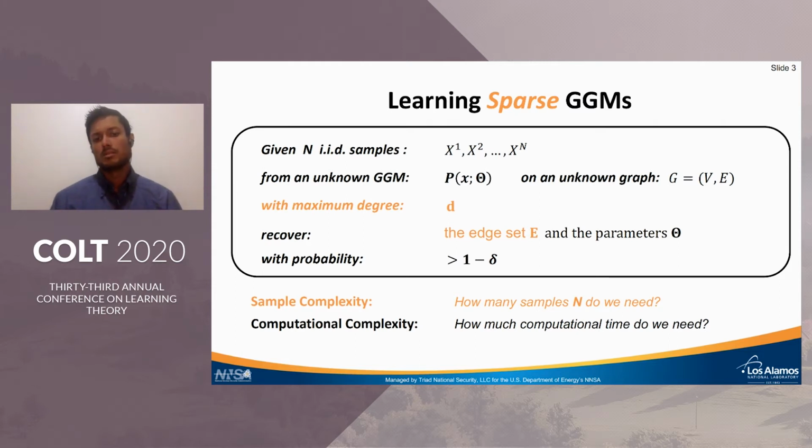Now, any method that is designed to solve this problem can be judged by two metrics, sample and computational complexity. I'll be primarily focusing on sample complexity, which is saying how many samples you need to perform this learning task. Now I have highlighted the word sparse to distinguish it from the more classical problem of learning dense Gaussian models, which is of course a very well-studied problem in statistics.